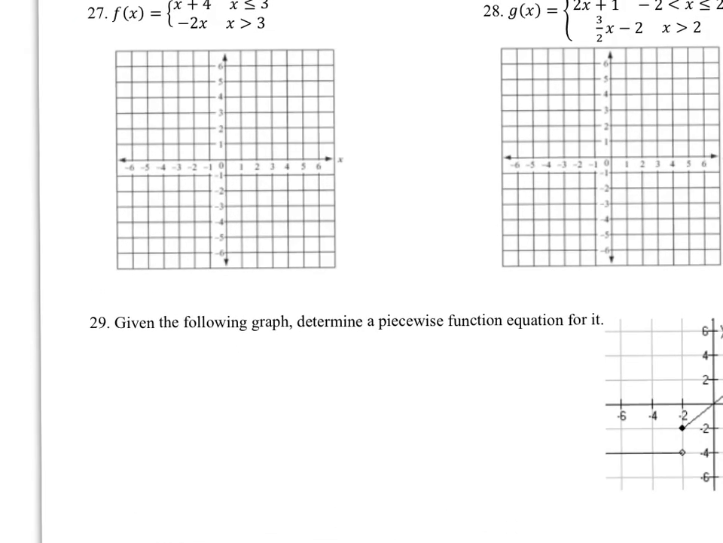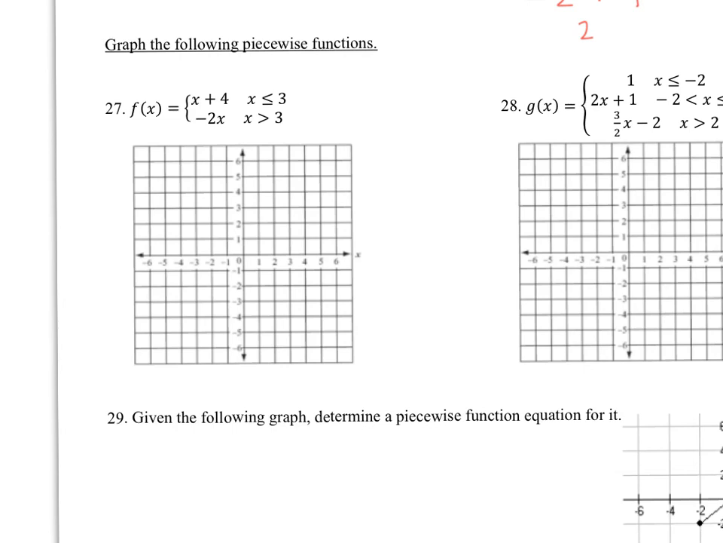So now I need to go ahead and graph this piecewise function. So x plus 4: 1, 2, 3, 4. Up 1 over 1, up 1 over 1. Just keep graphing. So now let's set my bounds. It's less than or equal to 3. Oh, perfect. So 3 is right here, and it's going to be a closed dot, and going to the left.